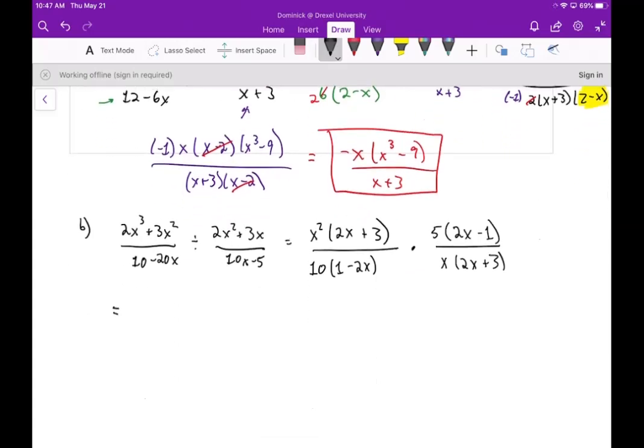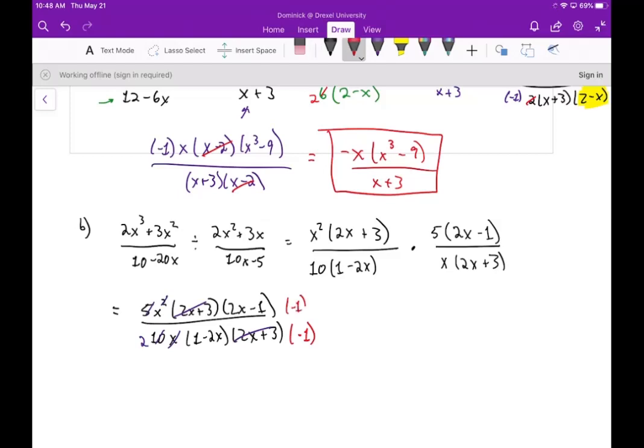Okay, so now when we multiply, we're going to get a 5x squared times a (2x plus 3) times a (2x minus 1). And in the bottom, we're going to get a 10x times a (1 minus 2x) times a (2x plus 3). So we're going to get a lot of cancellation here. We're going to be able to cancel out 5 and 10 and leave a 2 there. We're going to be able to cancel out this x with one of these. The 2x plus 3's go away. And if I multiply the bottom by a negative and the top by a negative, but I'll use it in the bottom, I'm going to be left with an x times a (2x minus 1) over a 2 times (2x minus 1). So now these cancel, and we're just left with x over 2.